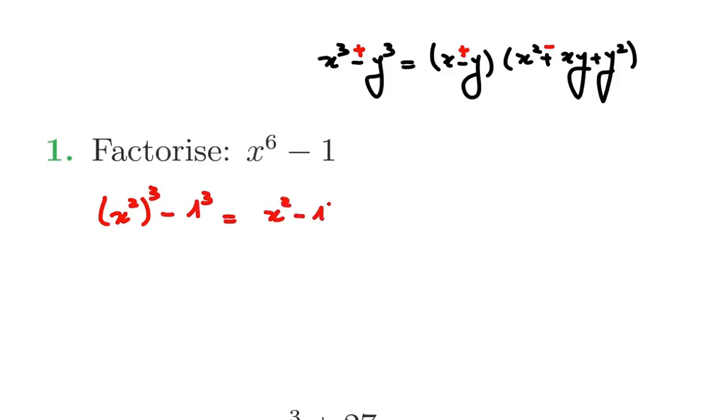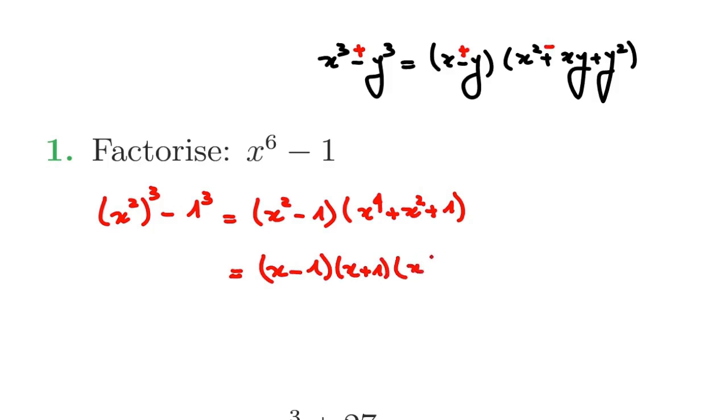First minus second. The square of the first plus the product of the first and the second plus the square of the second. From here, we'll factor x squared minus 1 as x minus 1 times x plus 1. The x to the fourth plus x squared plus 1 in the back remains as it is.